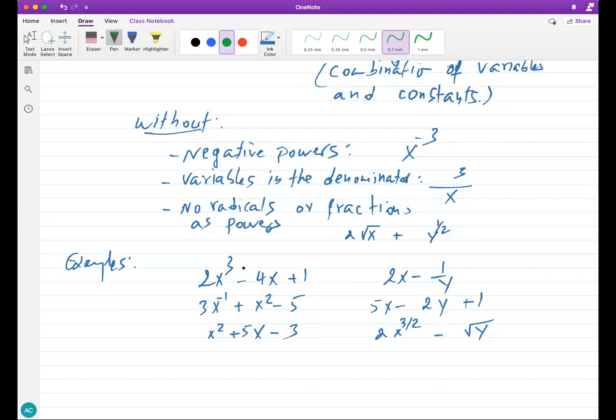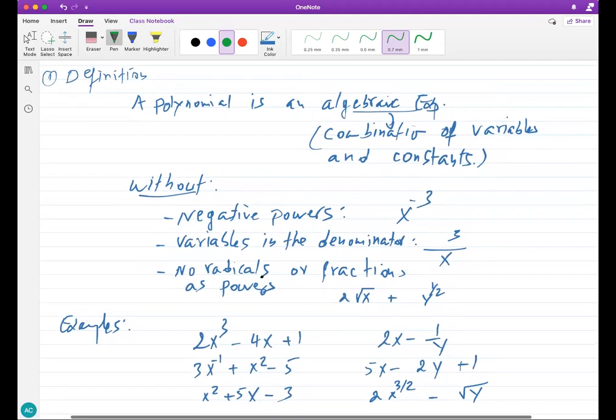Is this a polynomial or not? Yes, it's a polynomial. That's right, it doesn't have any of this: no negative powers, no x in the denominator, no radical. So this is a polynomial. Next one? It's not a polynomial, because it has the negative power, and we should not have a negative power. So this is not a polynomial.